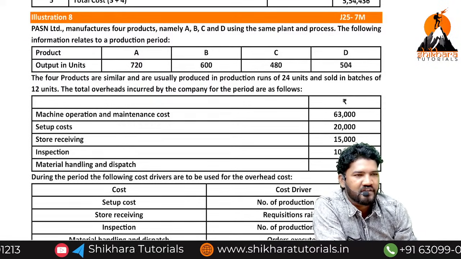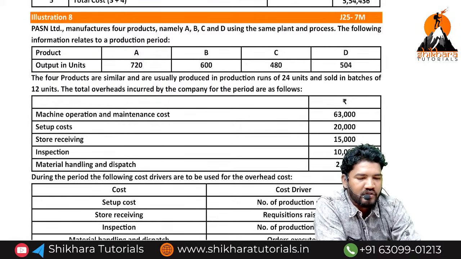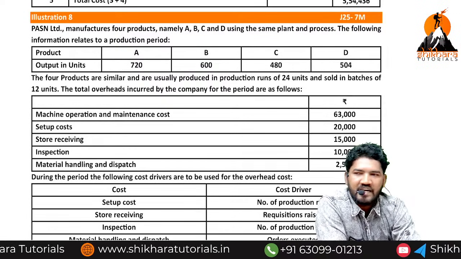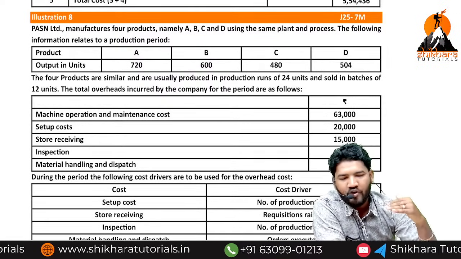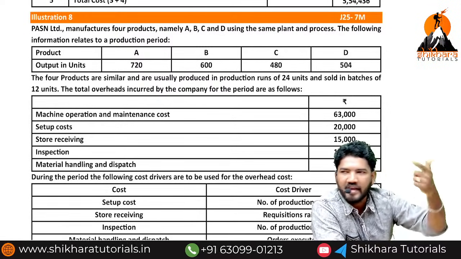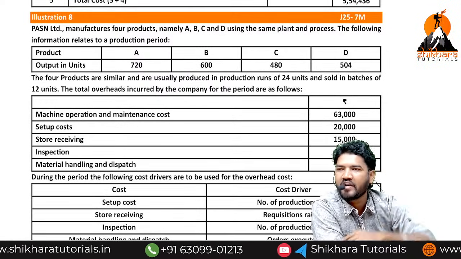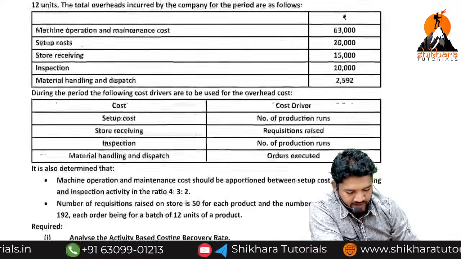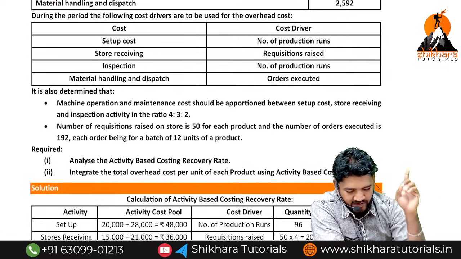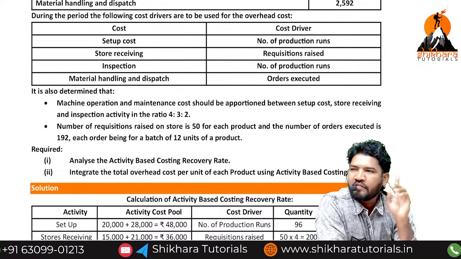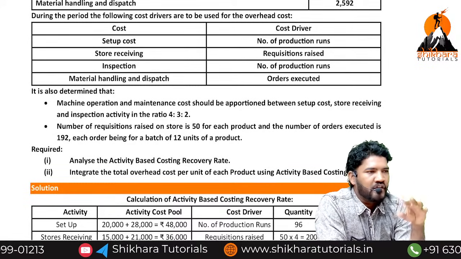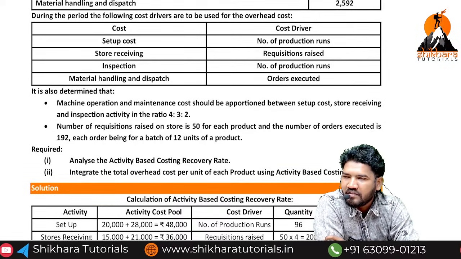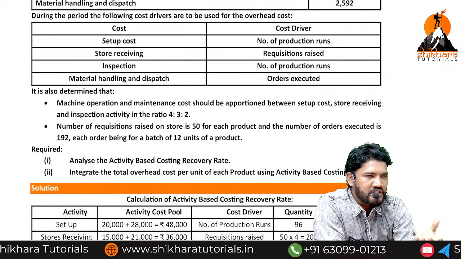Any complications here? Now when you come to the store receiving cost, the related cost driver is requisitions raised. Up to that point, there is no information for requisitions. At the end of the points, additional information is provided related to requisitions. What is the point they said, ma? 50 requisitions for each of the products. 50, 50, 50, 50. Individual summation. What is the summation? 200. Guys, clear? So budgeted we are getting as well as individual also we are getting.